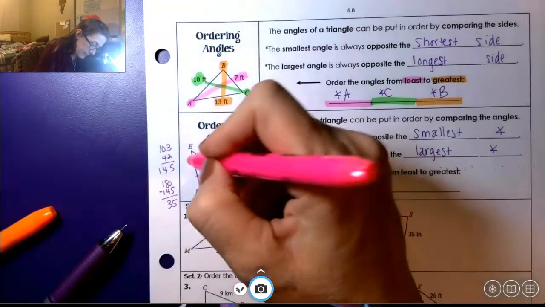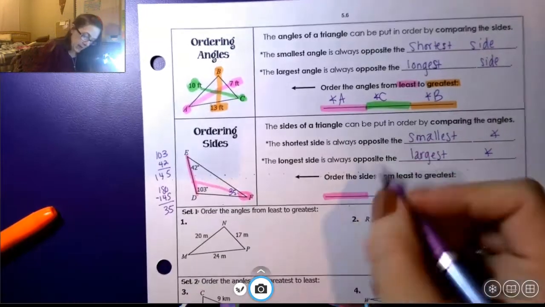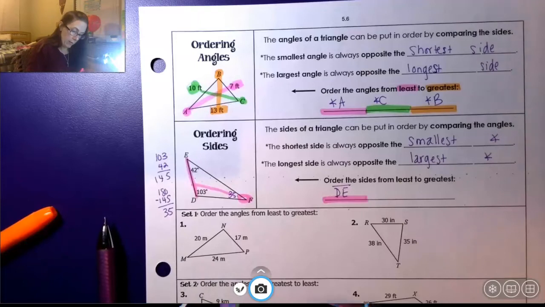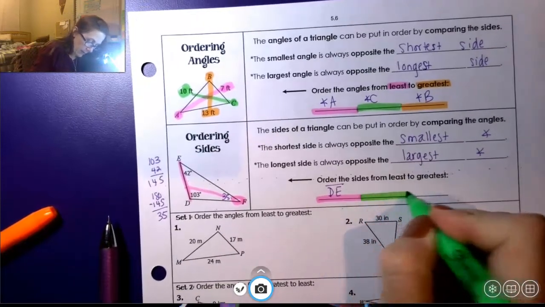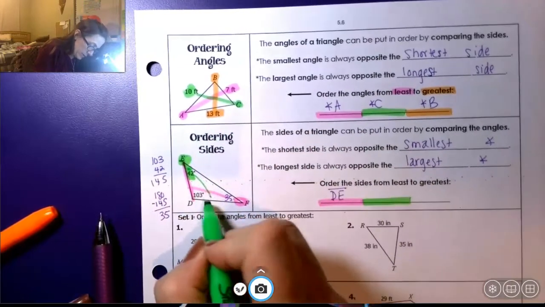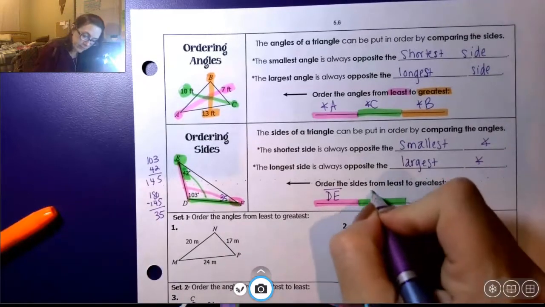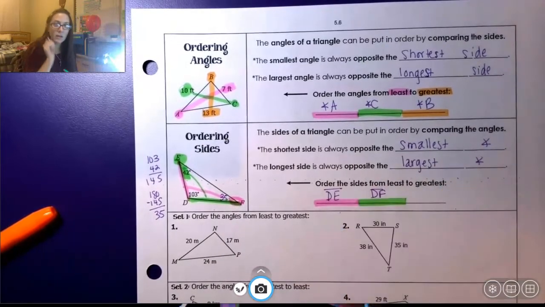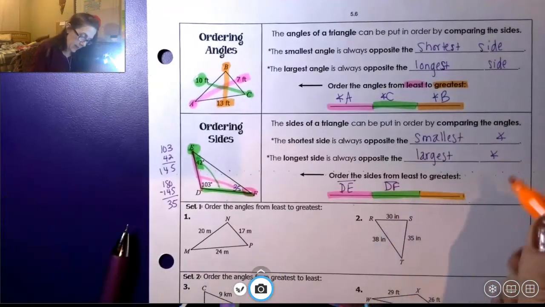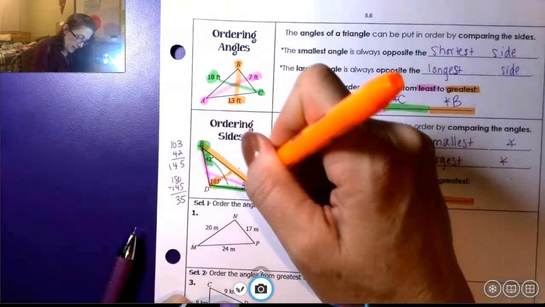Opposite of that is this side over here. So my smallest side is going to be side DE. Now I want my middle one. The middle one is going to be 42. Opposite of the 42 is here, and it's going to be DF. Okay, now the very last one is going to be my longest side, or my largest angle. 103, opposite of that is over here, it's EF.